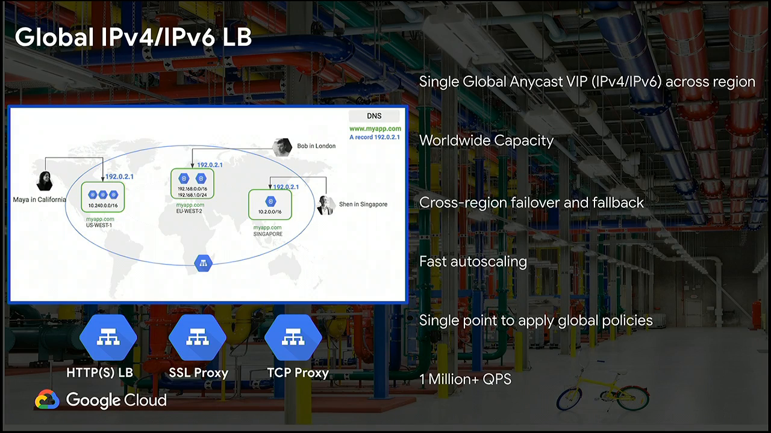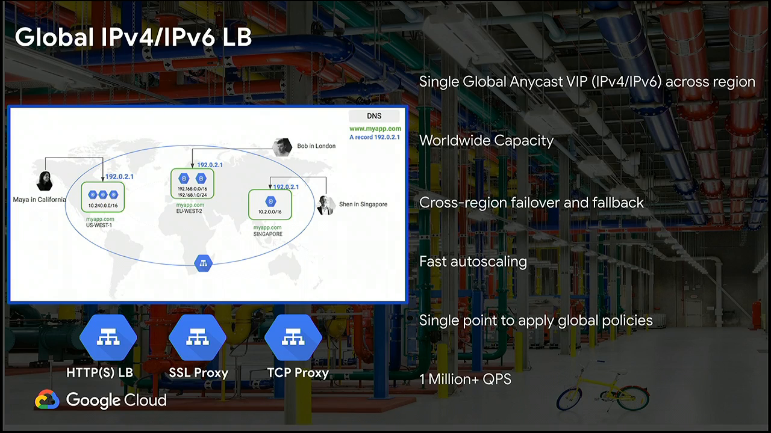So when we had to come up with a load balancer, we did not use the DNS-based approach. What we did was we pushed the load balancing to the edge of our global network, and we came up with a single global anycast virtual IP address that front-ends worldwide capacity. If you run into availability or capacity constraints, you can do cross-region failover and fallback. It's very nicely tied to our autoscaling infrastructure. So when demand rises, we can scale it up to meet our requirements. And when demand ebbs, we can scale it down.